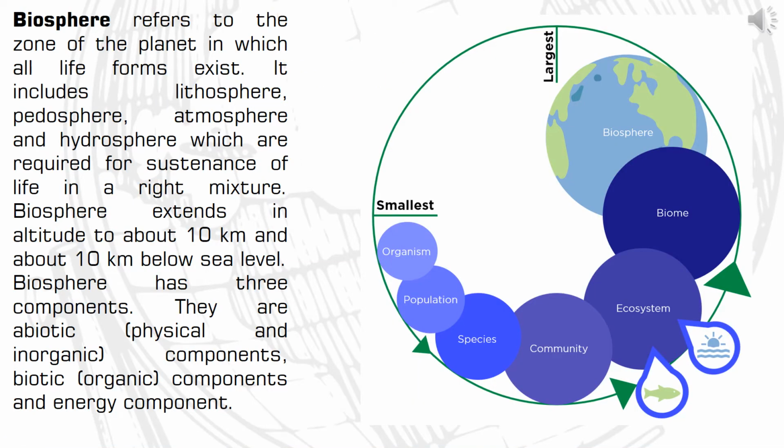Biosphere refers to the zone of the planet in which all life forms exist. It includes lithosphere, pedosphere, atmosphere and hydrosphere, which are required for sustenance of life in the right mixture. Biosphere extends in altitude to about 10 kilometers and about 10 kilometers below sea level. Biosphere has 3 components. They are abiotic, physical and inorganic components; biotic, organic components; and energy component.